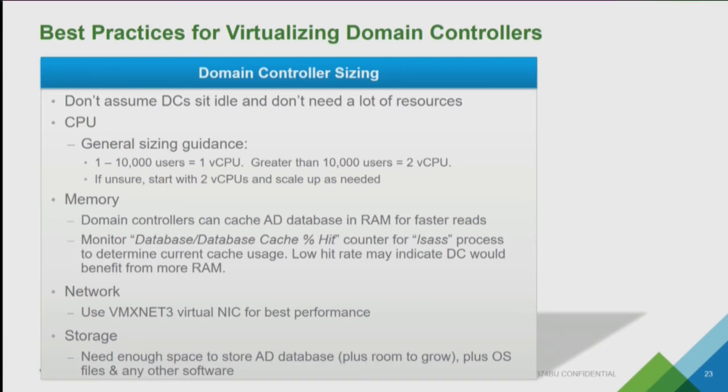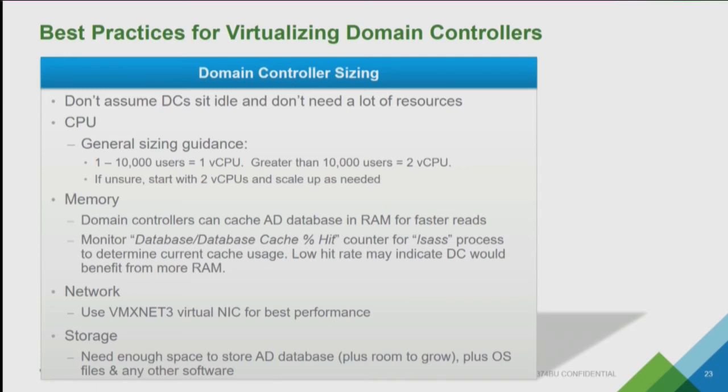For memory, the way I like to think of domain controllers is they're just like database servers. If you're familiar with database servers, they cache the database in memory so that reads come from RAM instead of disk, which improves performance. Domain controllers can do the exact same thing. Now, if you're not sure if the VM has enough RAM, Microsoft provides this perfmon counter where you can look and see what the usage is. How much am I hitting the cache? If it's low, there's probably a good reason why, and it probably doesn't have enough RAM.